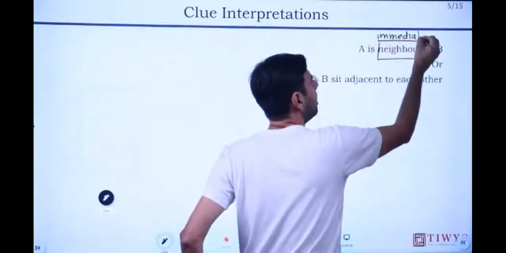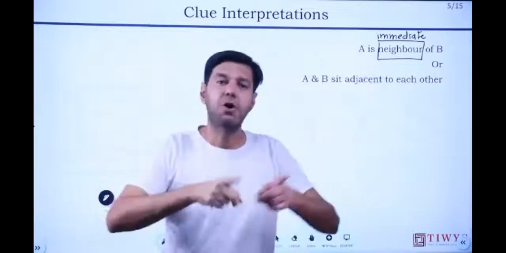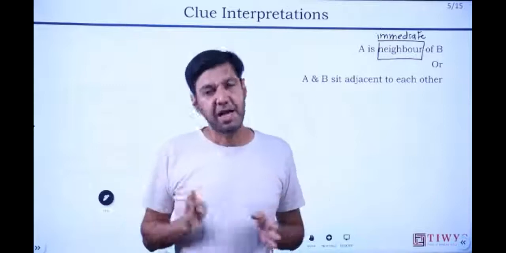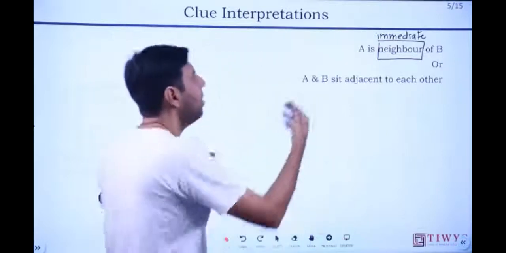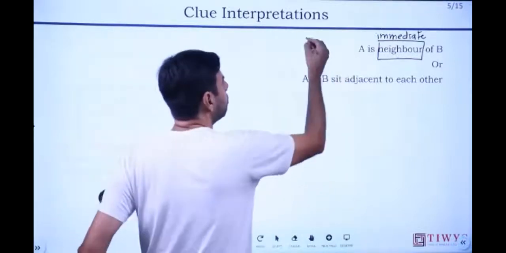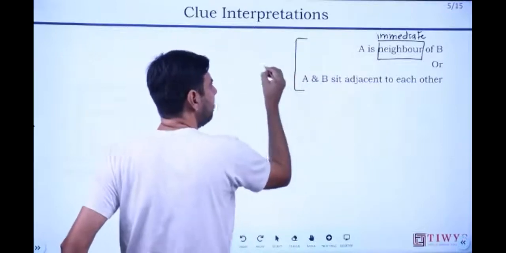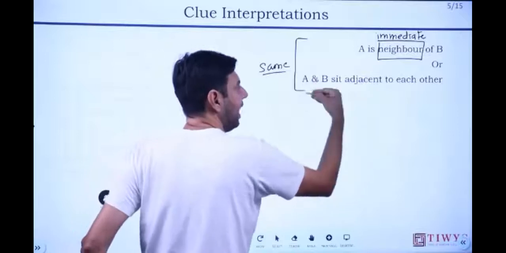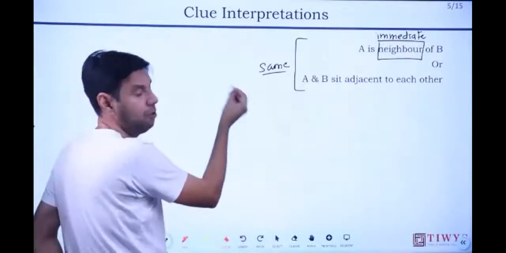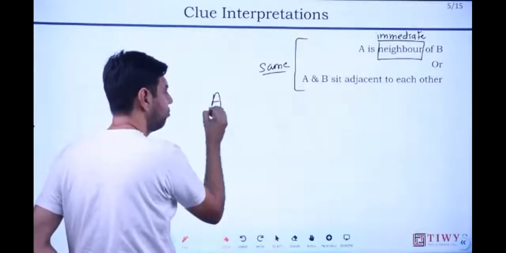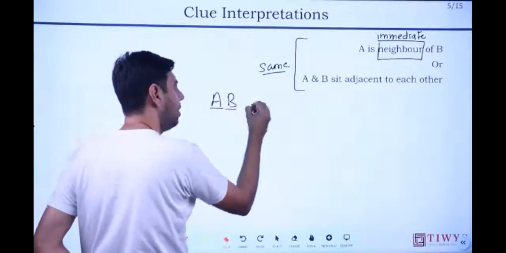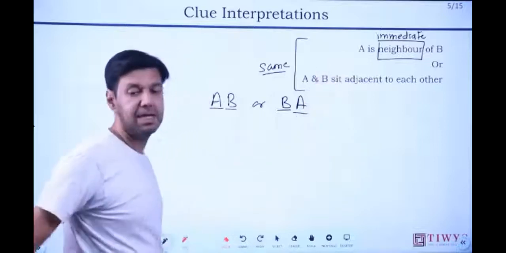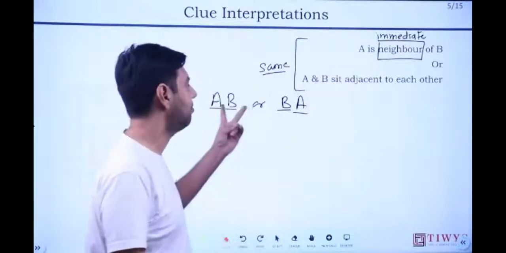A little far away does not mean neighbor. That would mean everyone is everyone's neighbor, and that is not the way. Neighbor means the immediate one, right? Both of these refer to the same meaning: A is the neighbor of B, or A and B sit adjacent to each other, but we don't know which way. So it could be AB, or it could also be BA from left and right. This doesn't tell us anything about right and left. It just tells about the adjacent.